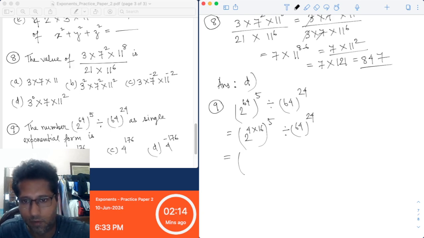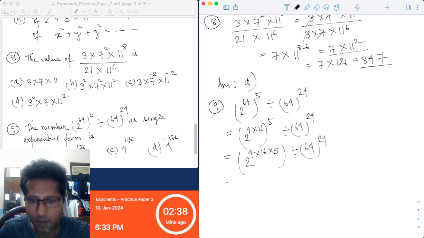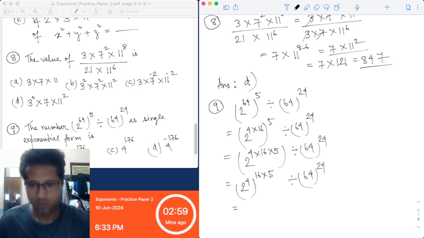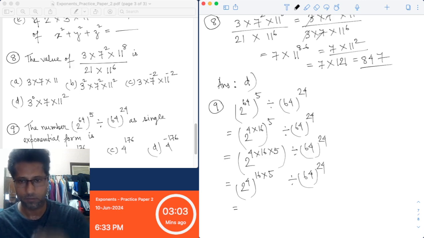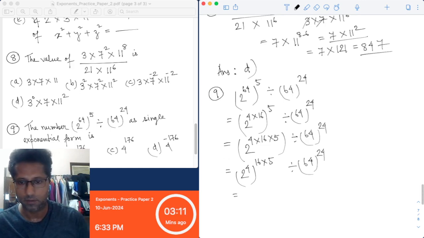Now we have 2 to the power 4 into 16, and that whole to the power 5. This is nothing but 2 to the power 4 into 16 into 5, divided by 64 to the power 24. I can rearrange this as 2 to the power 4 and whole to the power 16 multiplied by 5, divided by 64 to the power 24. Oh no, 2 to the power 4 is how much? Sorry, I made a mistake. 2 to the power 4 is 16.